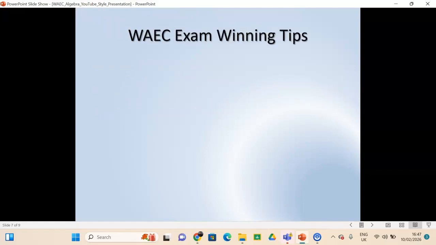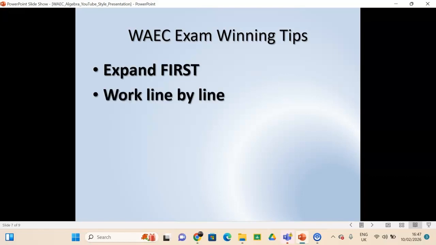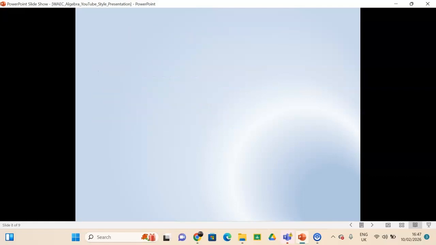Now, let's look at some WAEC examples. Expand the function. Work line by line. Provide your final answer. Always do that. That will really help us in mathematics to see that this is what your final answer is.